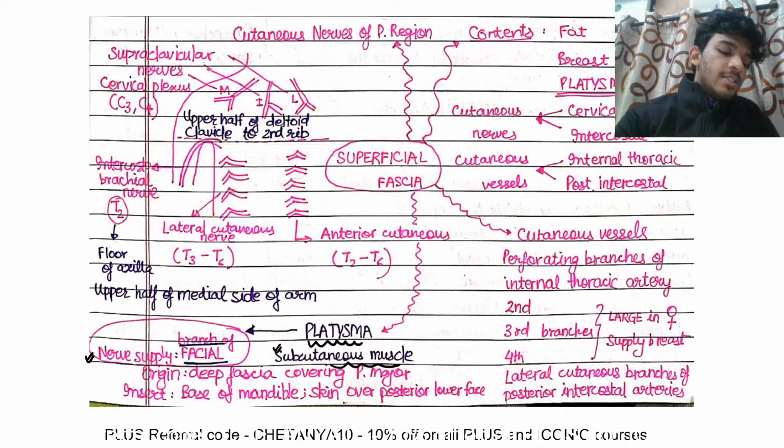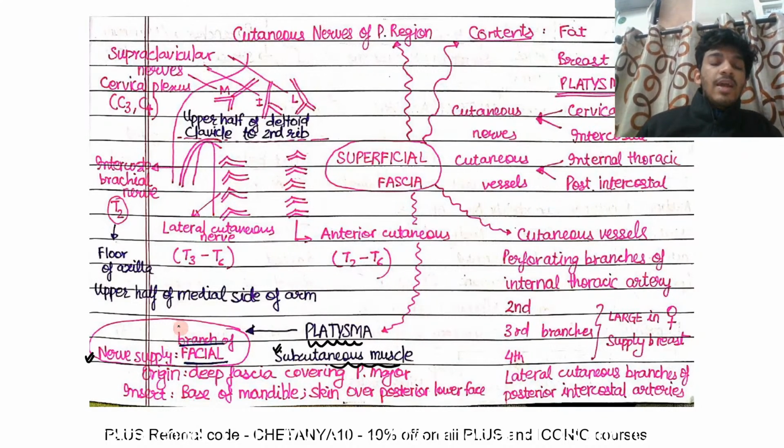The motor nerve supply of platysma, I haven't got any answer. The motor nerve supply of platysma is the cervical branch of the facial nerve. Mishti, very good. Cervical branch of the facial nerve is the nerve supply of platysma.